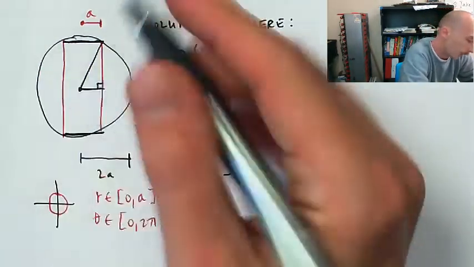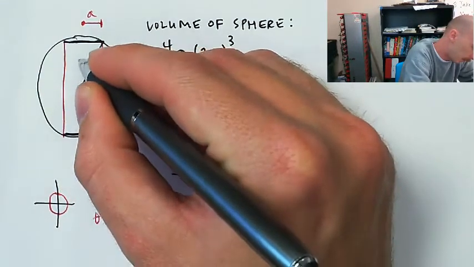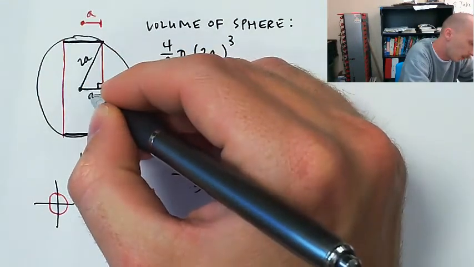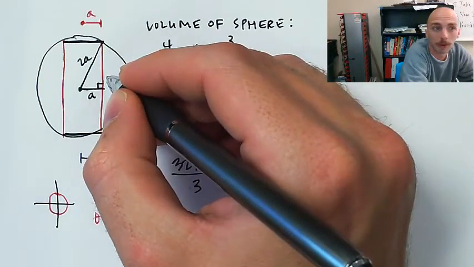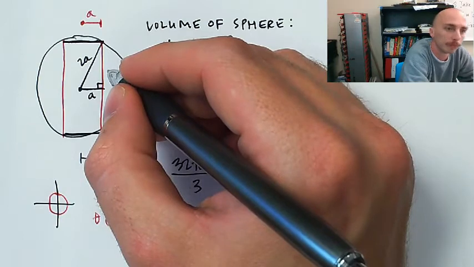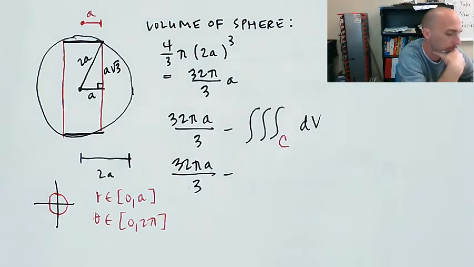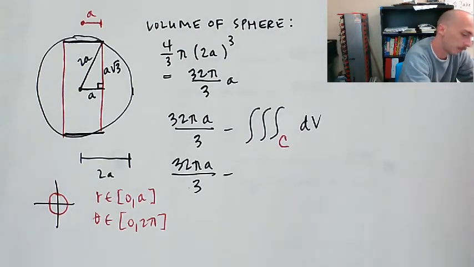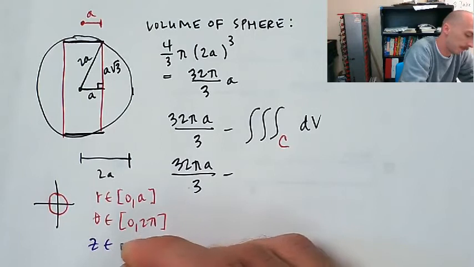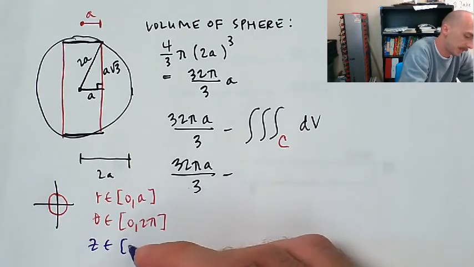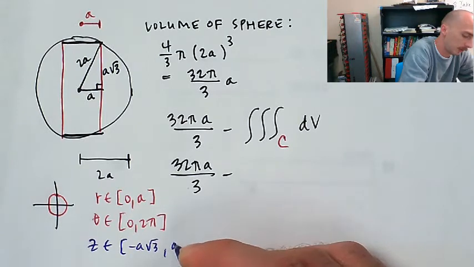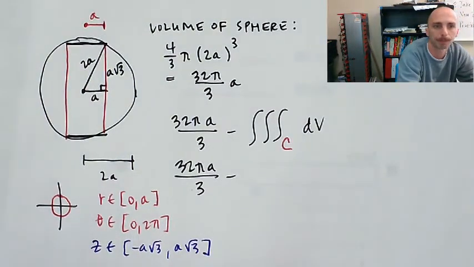We'll figure it out. Okay, this is a radius of A, and this is a radius of 2A, right? So 1, 2, square root of 3. It's a 30, 60, 90 triangle. So I'm over here, and this is A square root of 3. But how am I supposed to do this with cylindrical coordinates? Because, okay, I know r is between 0 and A, theta is between 0 and 2 pi. Z runs from, maybe I'll just say over here, negative A square root 3 to positive A square root 3. I don't know what else to say.